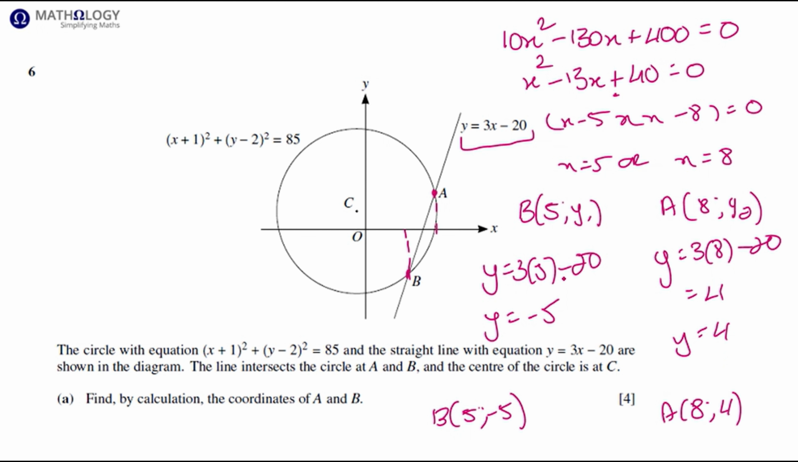Now it's always a good idea to check your work. We've already established that A lies to the right of B, so its x coordinate is greater. B lies underneath the x-axis, so its y value is negative. And A lies above the x-axis, so its y coordinate is positive.